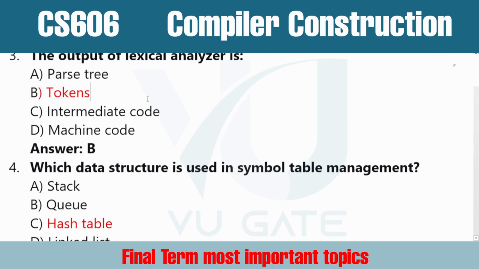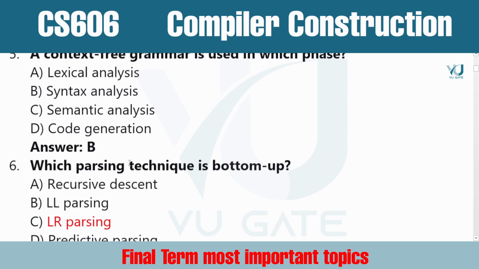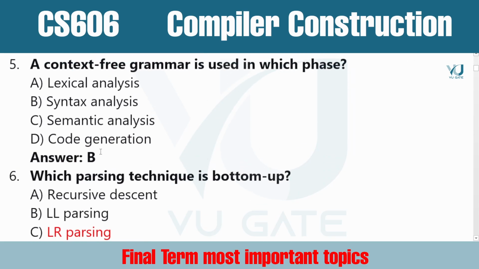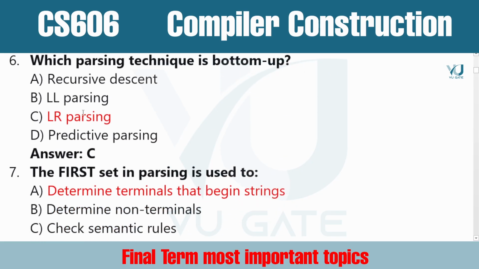Which data structure is used in symbol table management? The correct answer is option C, hash table. A context-free grammar is used in which phase? The correct answer is option B, syntax analysis. Which parsing technique is bottom-up? The correct answer is option C, SLR parsing.